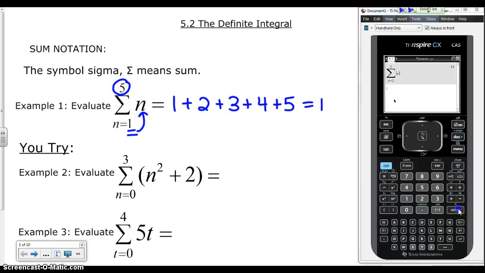So I want you to pause the video and do these next two summations using your calculator. When you're done, unpause the video and the answers will appear. Okay, so the answer to 2 is 22, and the answer to 3 is 50.